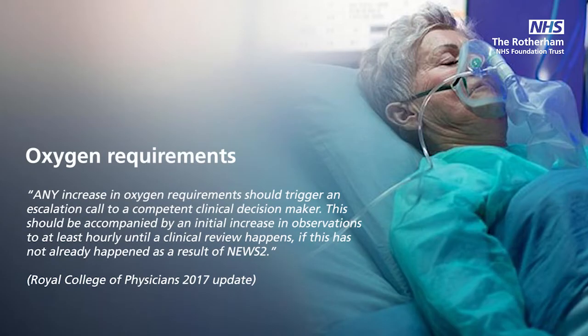One of the things that NEWS2 doesn't measure is any increase in oxygen. Any patient who's on oxygen is at risk of deterioration. So if we see an increase in oxygen, even by a small percentage, we should make sure this is escalated straight away to a clinical decision maker. This should be accompanied by a review of the patient and at least hourly observations to ensure that the patient is now stable. This is increasingly important with patients on 40 and 60% and above.